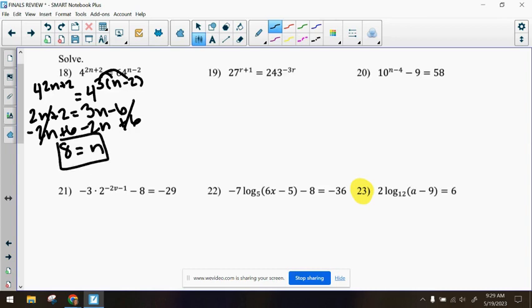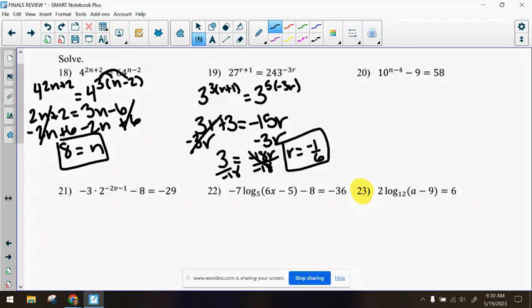So at this point, you should pause the video, try number 19, and then resume to check your work. So the answer for number 19 is -1/6. For this one, I had to change both 27 and 243 to be base 3. So 3 to the third is 27, and 3 to the fifth is 243. I then set their exponents equal and solve for r.